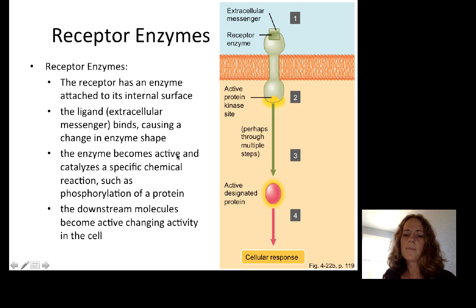The enzyme then will become active and can catalyze or increase the activity of specific chemical reactions. So this is a way to get many changes within a cell in chemical reactions. And this can be metabolism, this can be a whole host of chemical reactions that can happen inside a cell. The downstream molecules then will become activated, changing activity within the cell.